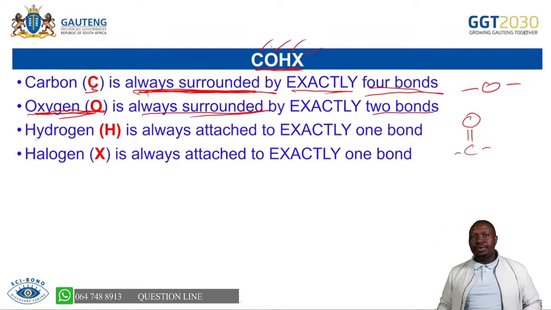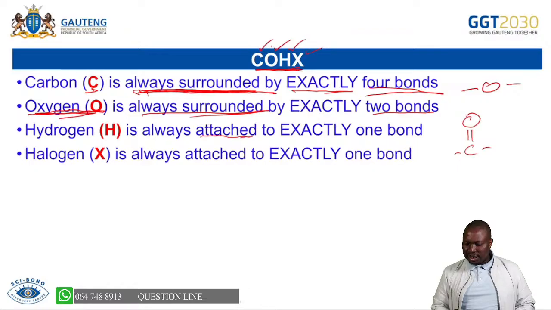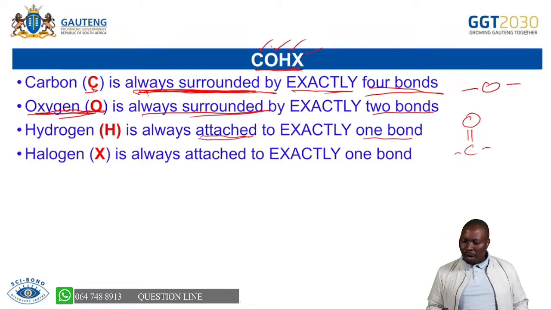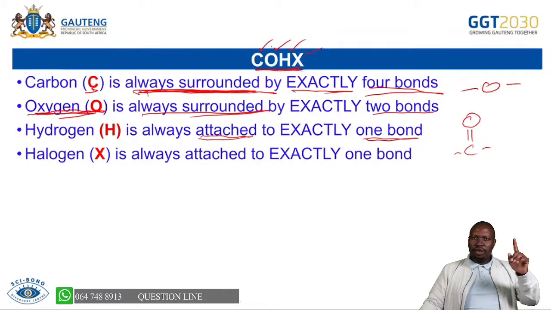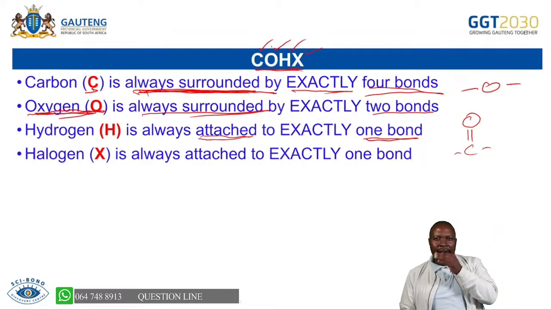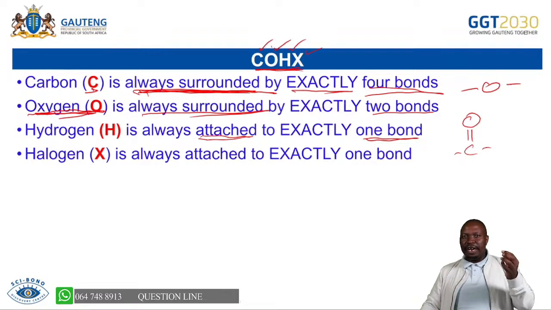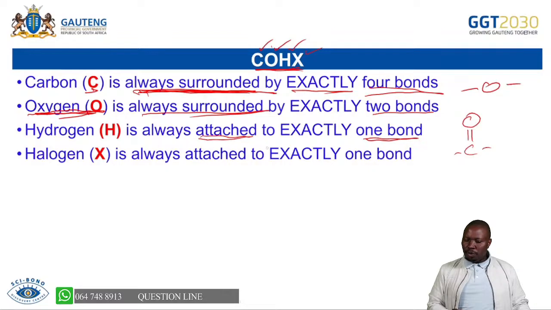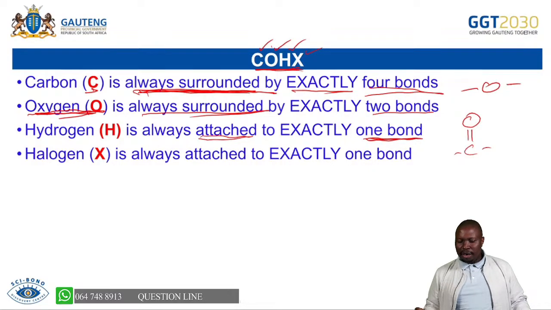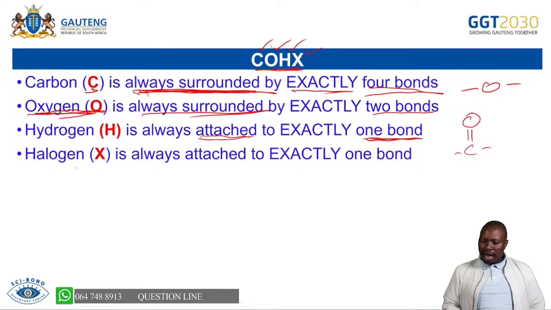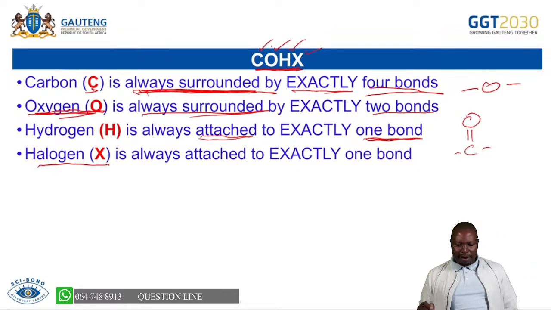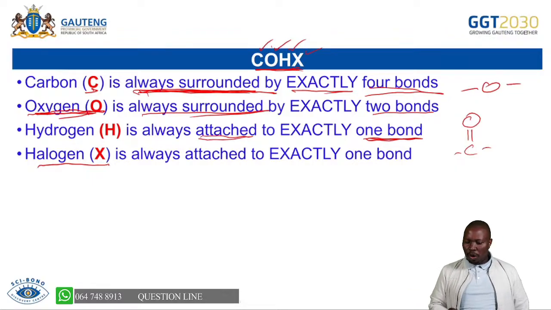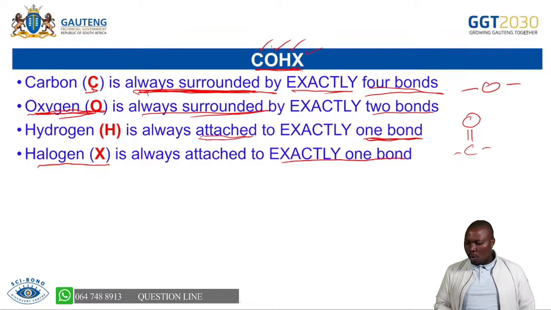And then look at hydrogen, it will always be attached. We're no longer saying surrounded because it's just attached by exactly 1 bond. Remember, hydrogen is number 1 in the periodic table. It has a valence of 1. It can only form one bond. Halogens, group 17, remember they are short of 1 electron to be fully filled. Hence, they will always be attached by exactly 1 bond as well.